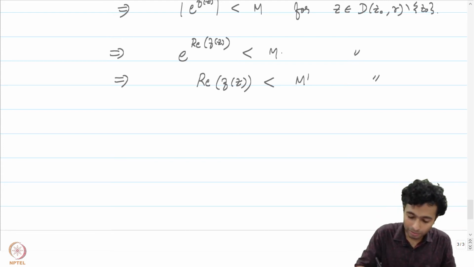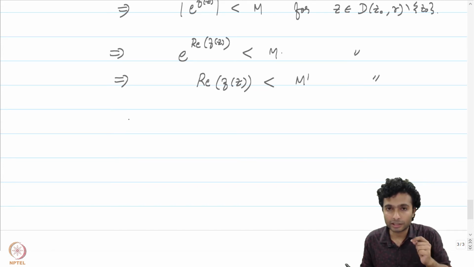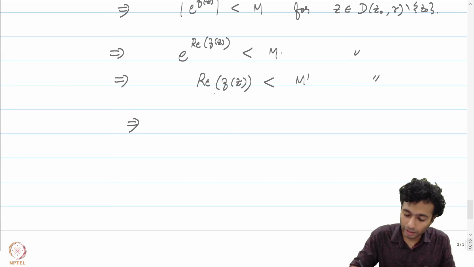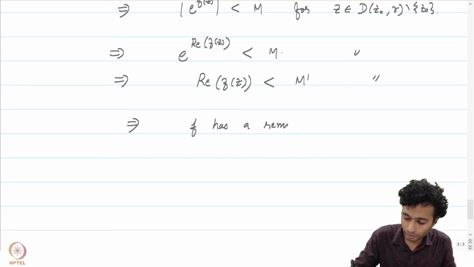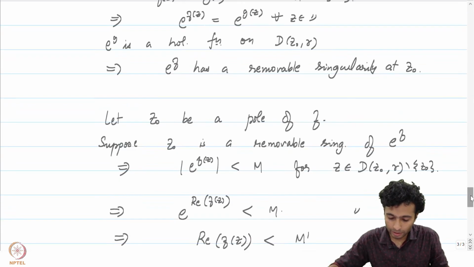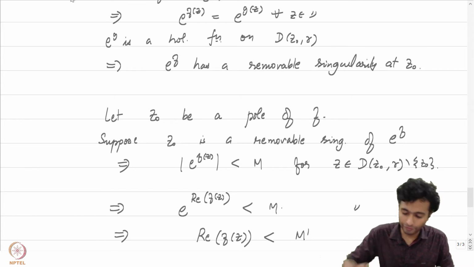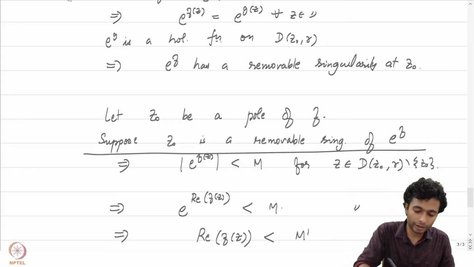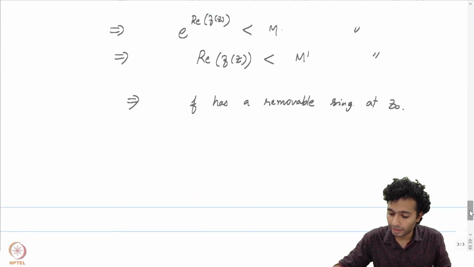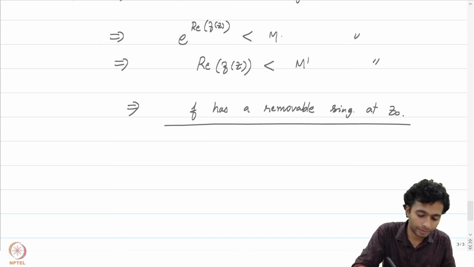But by the previous problem, what did we conclude if the real part of f(z) is less than M prime? This helps us conclude that f has a removable singularity at z0, doesn't it? But if you go up and check, we assumed that z0 is a pole of f. So if z0 is a removable singularity of e to the power f, we ended up concluding that z0 is also a removable singularity of f, which is a contradiction.